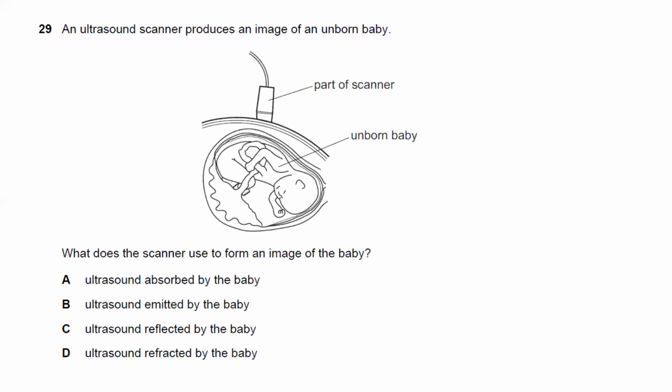Next question, question 29. An ultrasound scanner produces an image of an unborn baby. What does the scanner use to form an image of the baby? Number one, ultrasound absorbed by the baby, no. Ultrasound emitted by the baby, no. Baby emits nothing, baby absorbs nothing. Ultrasound reflected by the baby, yes. Ultrasound refracted, again, there should not be refraction. They can't measure it. The sensor and the transmitter are both over here. So answer C is the right choice we have.